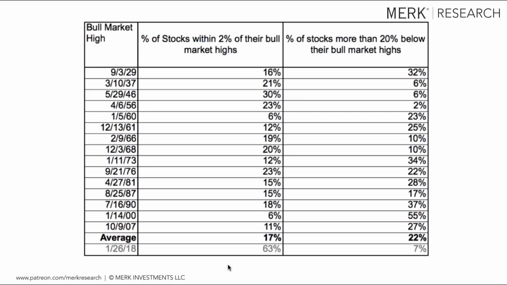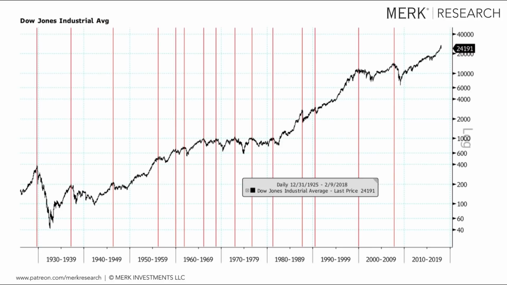What would get me cautious is to see this reading in the left-hand column below 30% at a new bull market high in the Dow. Let me show this chart, which just marks the 15 major market tops shown on the previous table, so that you can get a visual sense of what those major market tops look like on the chart.